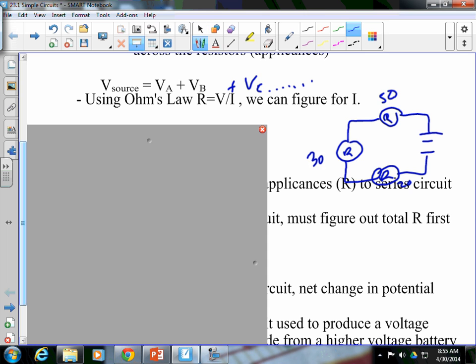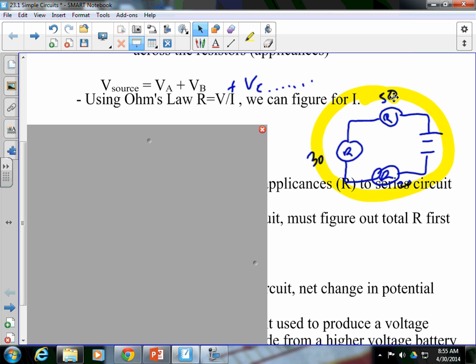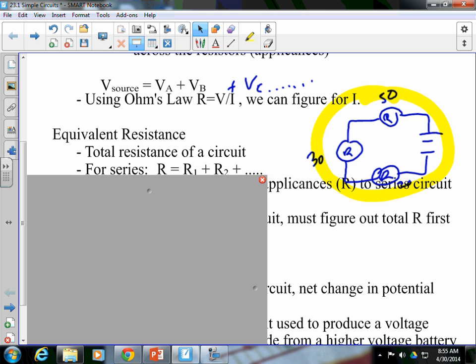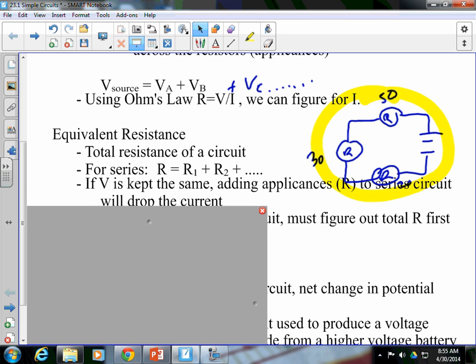What you could see here is we just have a simple circuit diagram with a battery and 3 resistors. Each resistor is going to have a different resistance, which means each is going to have a different voltage drop across the circuit. So equivalent resistance.